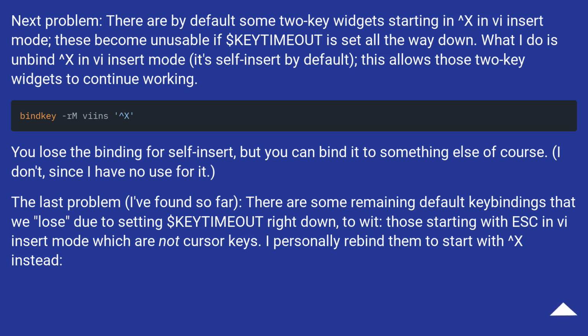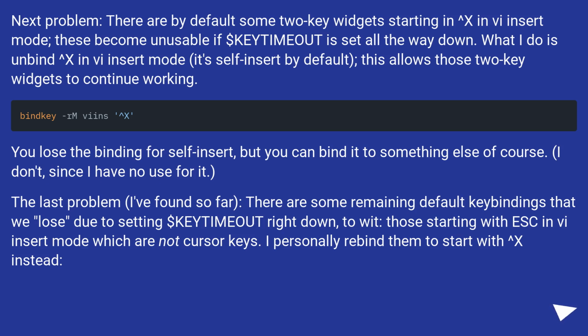Next problem, there are by default some two key widgets starting with ^X and ^Y in insert mode. These become unusable if $KEYTIMEOUT is set all the way down. What I do is unbind ^X and ^Y in insert mode. It's self-insert by default. This allows those two key widgets to continue working. You lose the binding for self-insert, but you can bind it to something else of course. I don't, since I have no use for it.